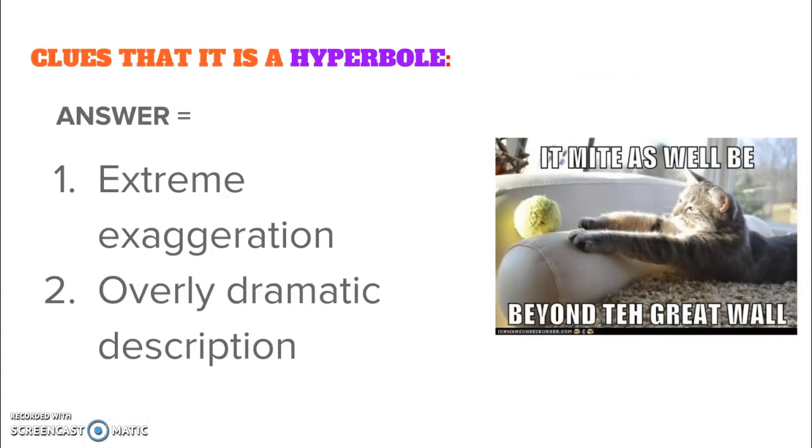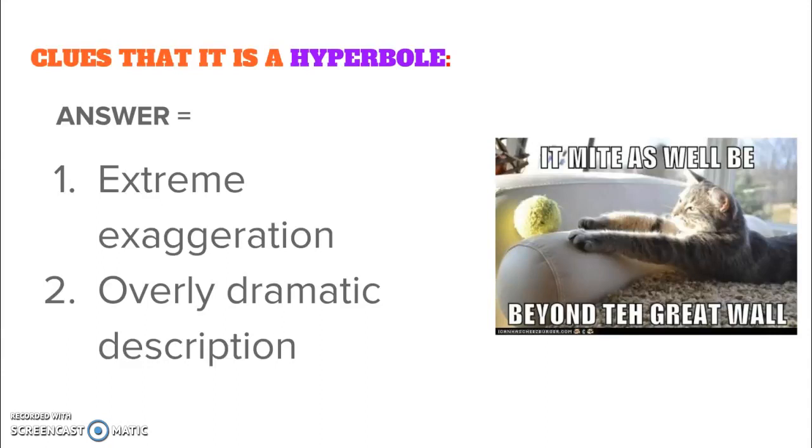Extreme exaggeration. It can't just be a small exaggeration. It's got to be extreme in order to be a hyperbole. So if you're reading a poem or a story and there's something that's being described over the top and in a crazy way, it's probably hyperbole. Number 2, overly dramatic description.